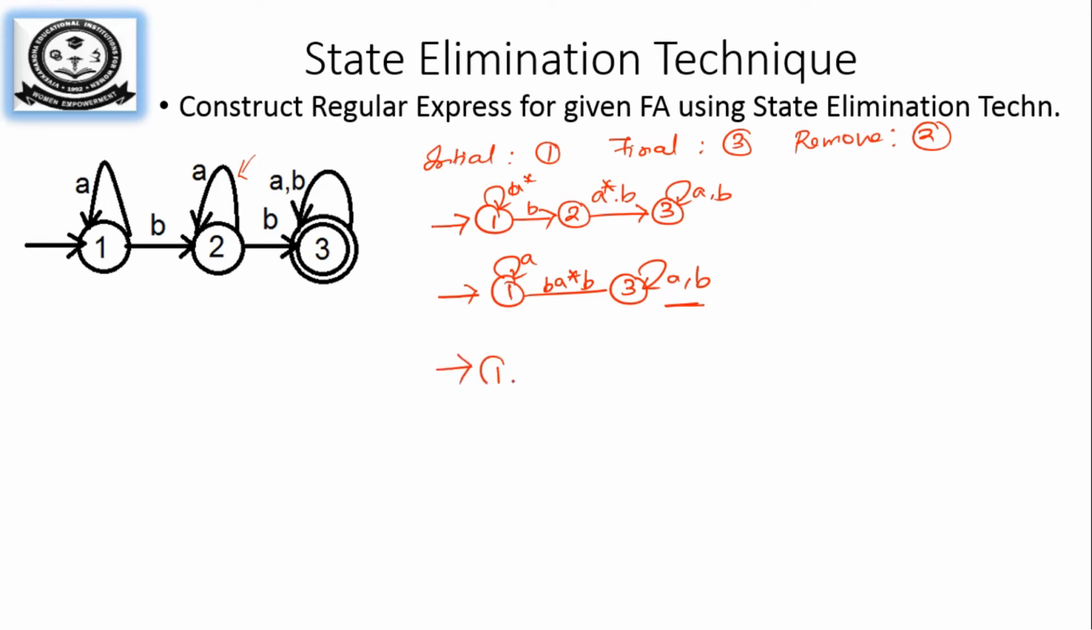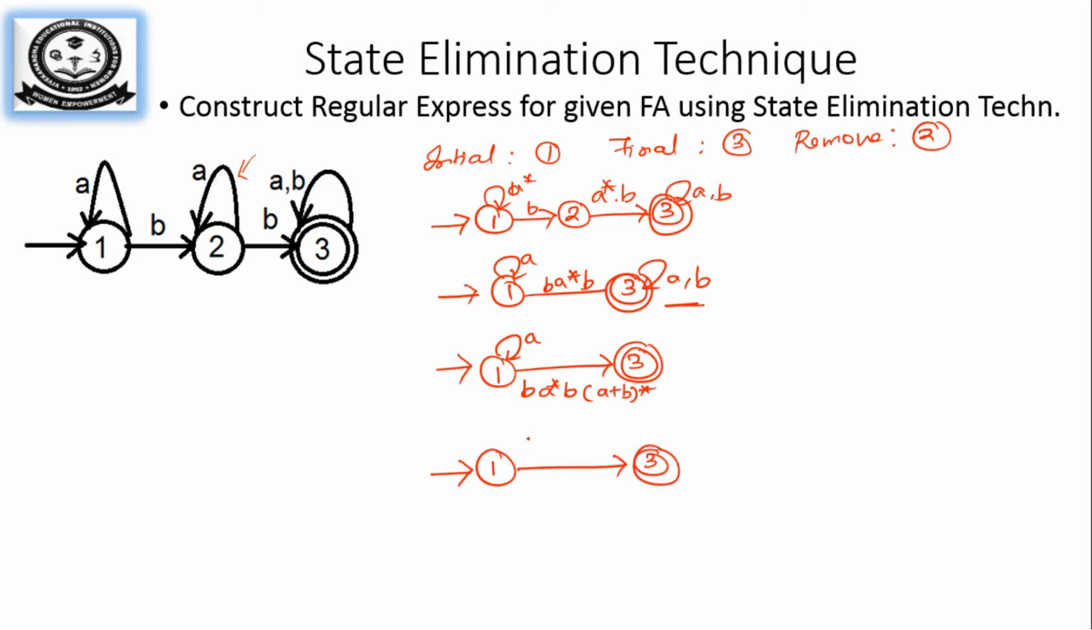So 1 and 3. It's a final state, so you have to put a double circle. How do we include this? You can see here, I will write the expression: B A star B with A plus B, the whole star. So the self transition of A still exists. Finally, now the self transition of 1 is going to be removed.